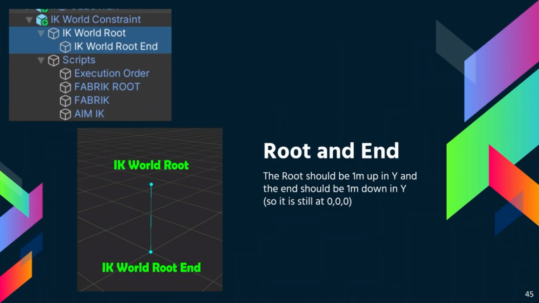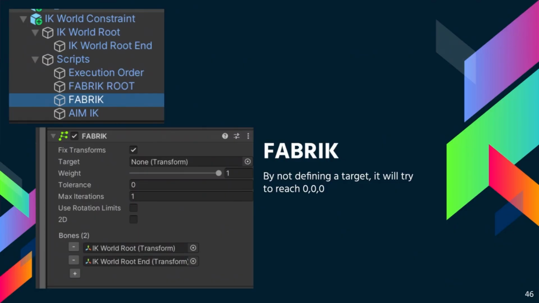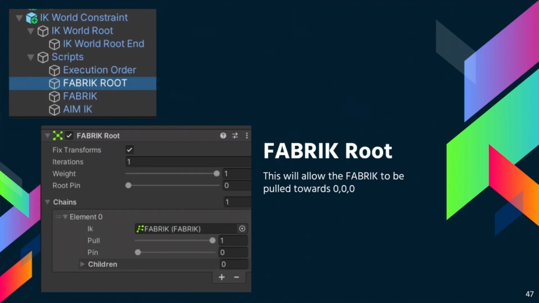So let's get started. That's going to be 2 bones going up and down by a unit of 1. There's the world root and the world root end, and you can see they're up and down by 1. And then we attach a fabric to those 2 bones. We actually give it no target. And then the fabric root is what kind of tries to pull the fabric towards the direction of whatever you're targeting. In our case, it's nothing. So it'll try to keep it in world space.